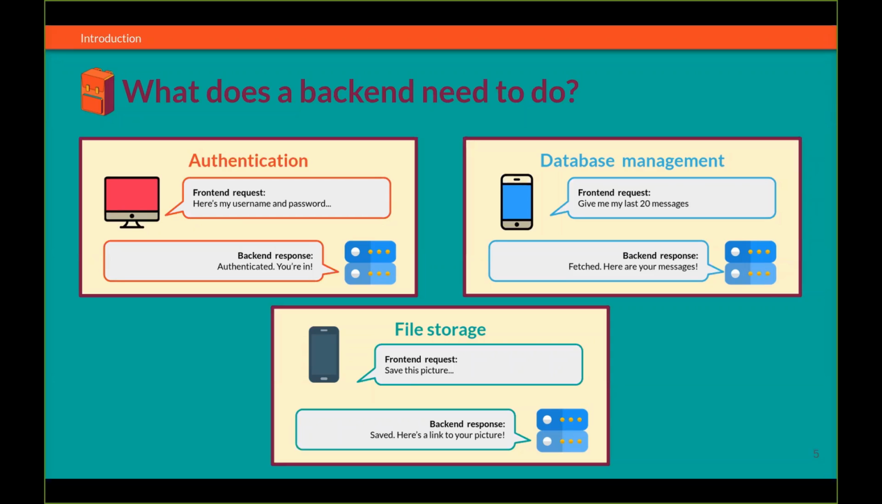A final example would be for file storage. So in a social media website, for example, you might want to allow users to upload a photo. So the front end could take that photo, send it to the back end with a request to save it, and the back end could store it in the file storage or whatever storage mechanism they're using and send a message back with a link so that the photo could be retrieved for future use.